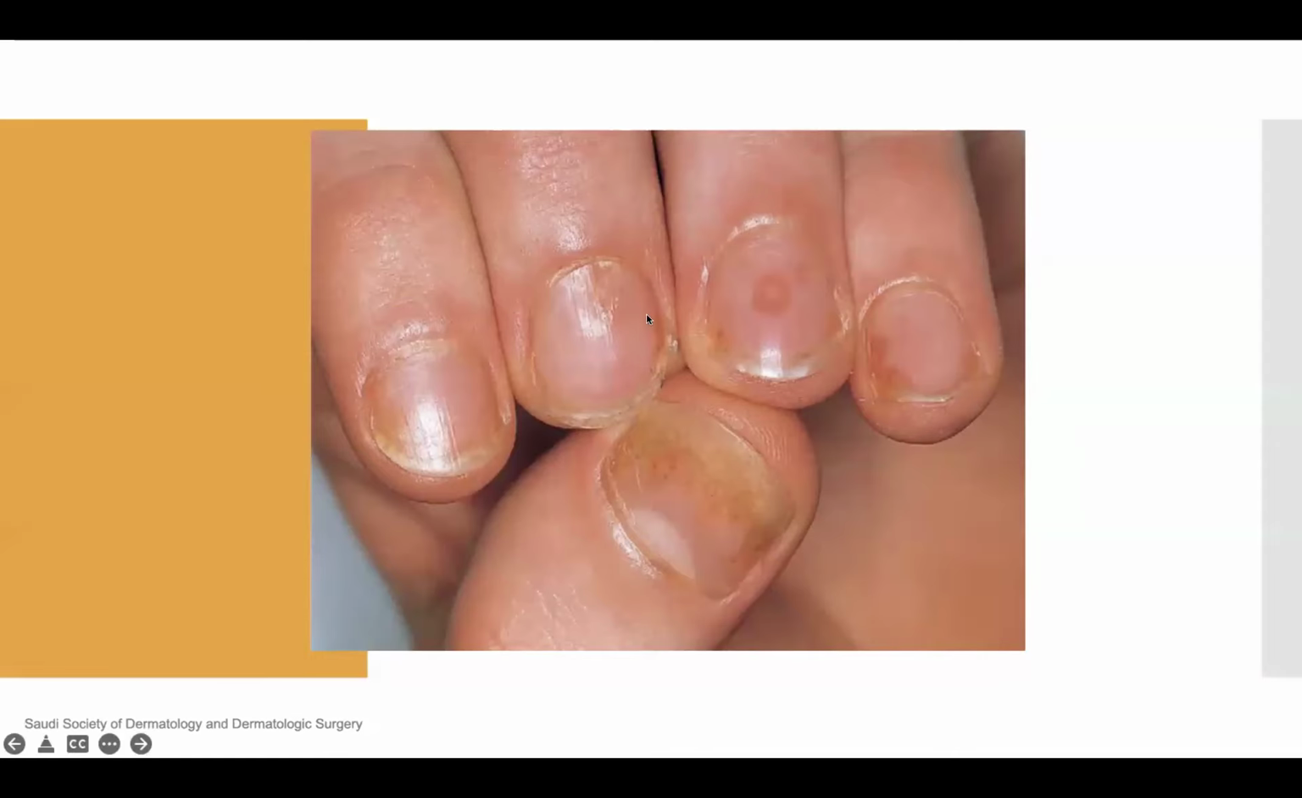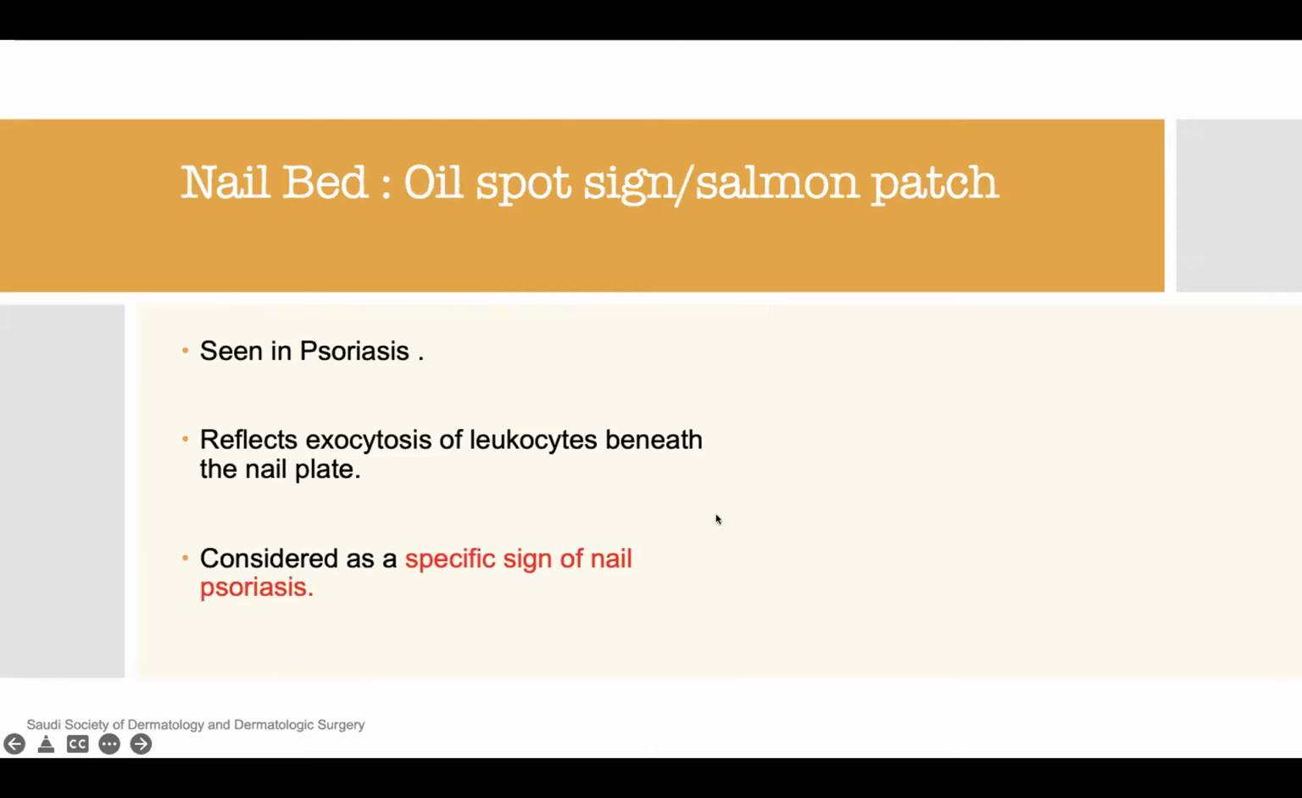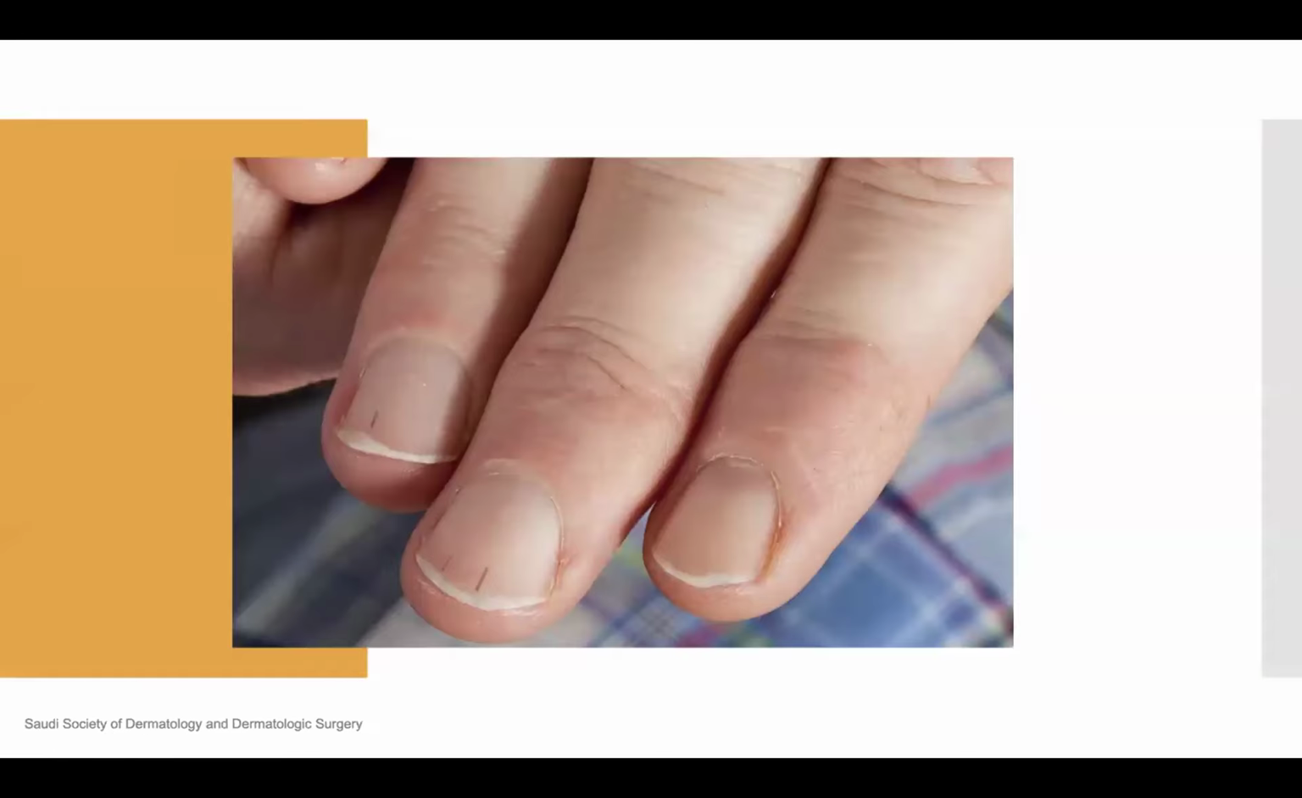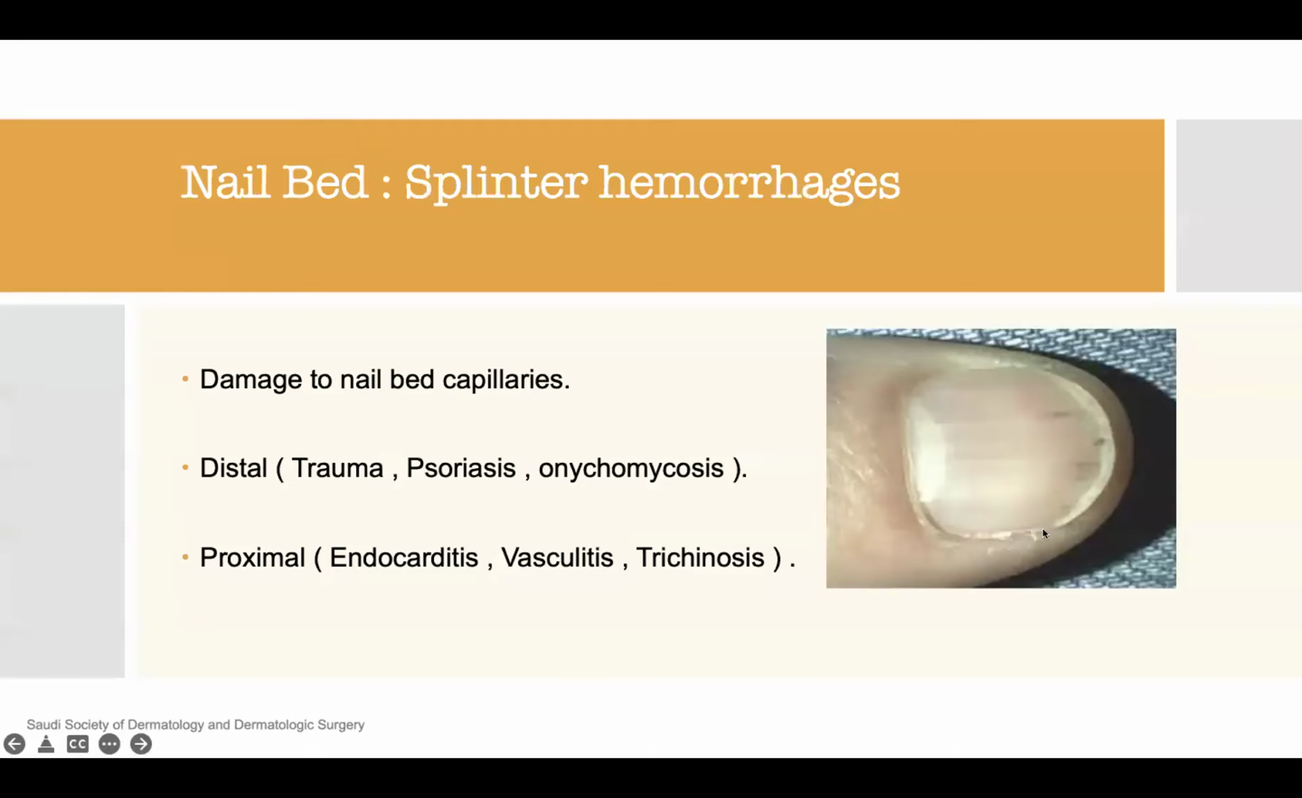Okay, this is what we know as oil spot or salmon patch, which is highly specific for patients with psoriasis, which reflects the exocytosis of leukocytes beneath the nail plate. So it is important in any psoriasis patient to check the nails and to check the specific signs, especially the pitting, oil spot, and salmon patch.